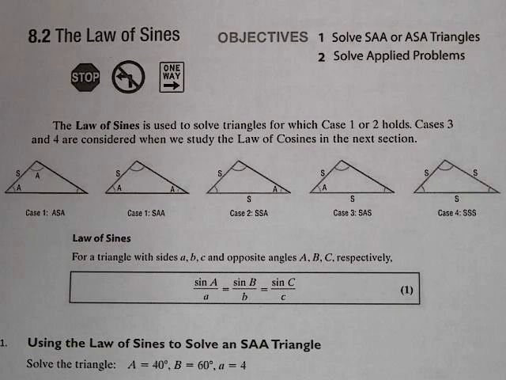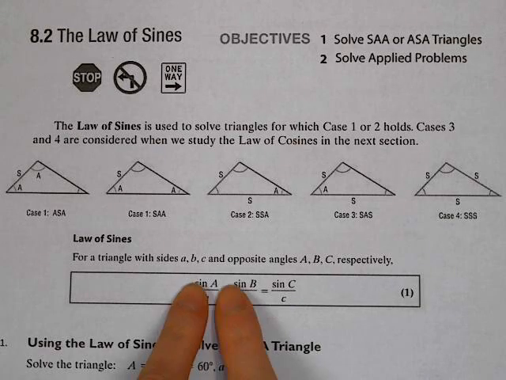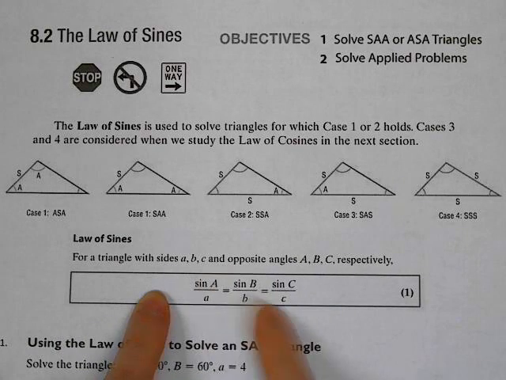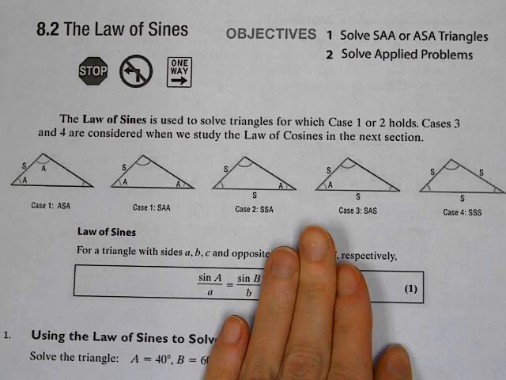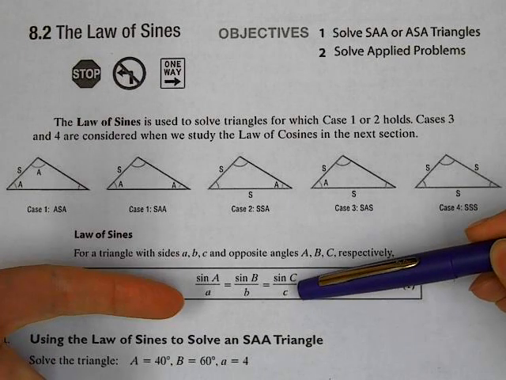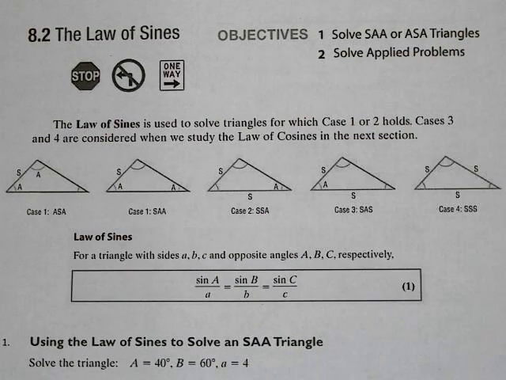Okay, and here's what it is, and I think you guys have learned this already, but you match up the angle with its opposite side, and then you just cross multiply to solve a proportion of any two of these, depending on which ones you have. So it's sine of the angle over the opposite side, and then again you just cross multiply. So it's really easy to use. But when do you use it?